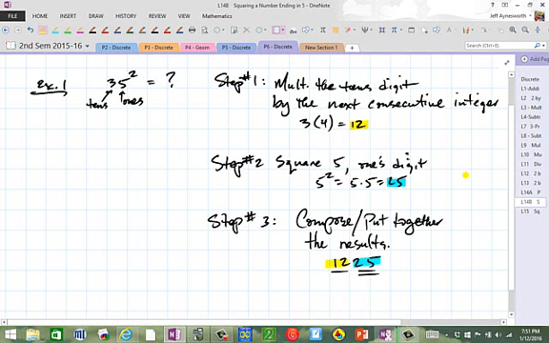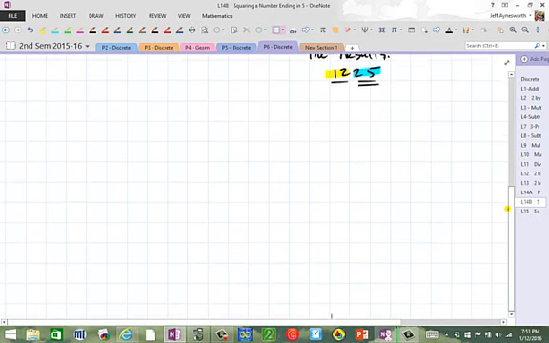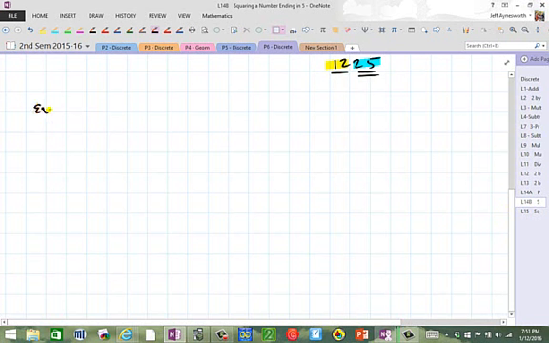So it's a three-step process. You take the tens digit and multiply by the next consecutive number, then square the 5, which is always going to be 25, and compose the two, and you get 1225. That's all there is to it. Believe it or not, it's that simple. The only difficulty comes in when you have a triple digit number, as you're going to find out. So let's do it again. Let's do it a few times actually, since this is a training video.